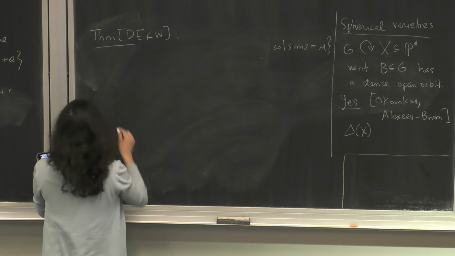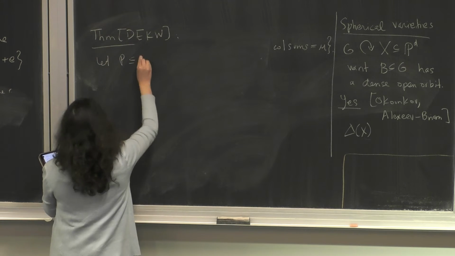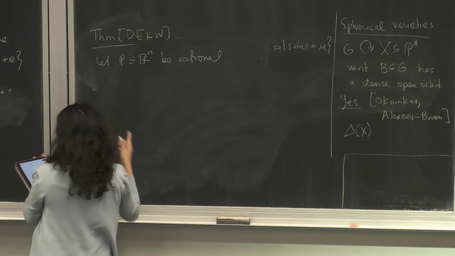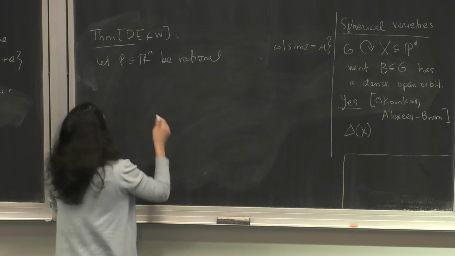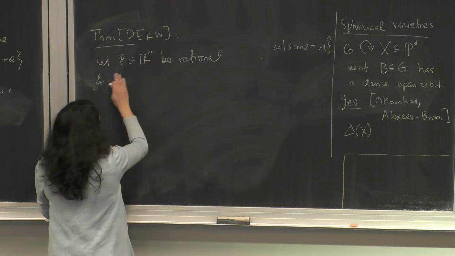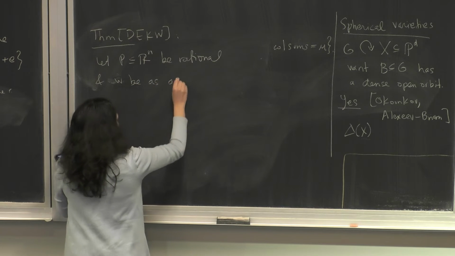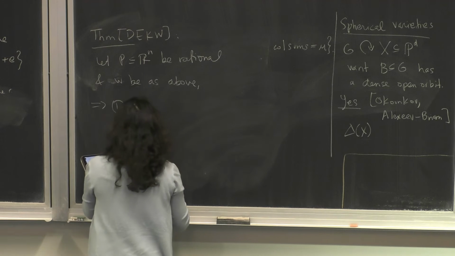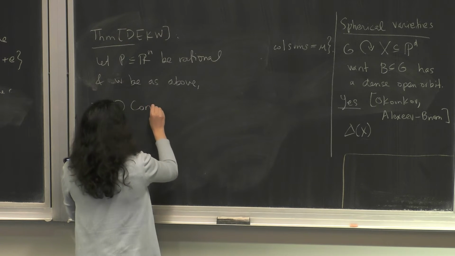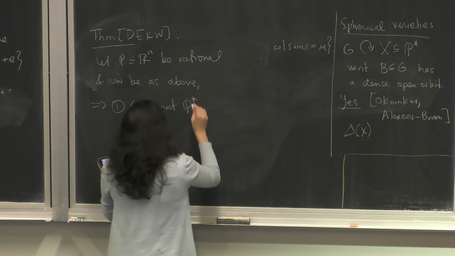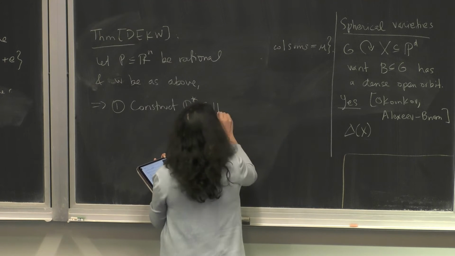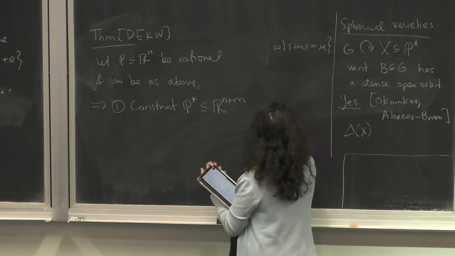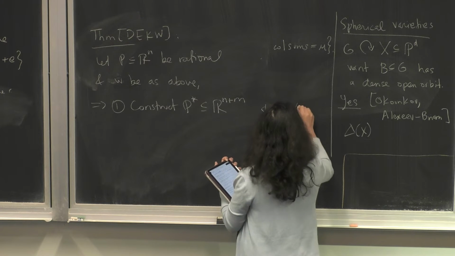Okay, so let P be rational. So that means that all the vertices are in Q. And W, B as above. Then we have two things. First, that we construct a rational polytope P star in R to the n plus m, such that classical equals weighted.